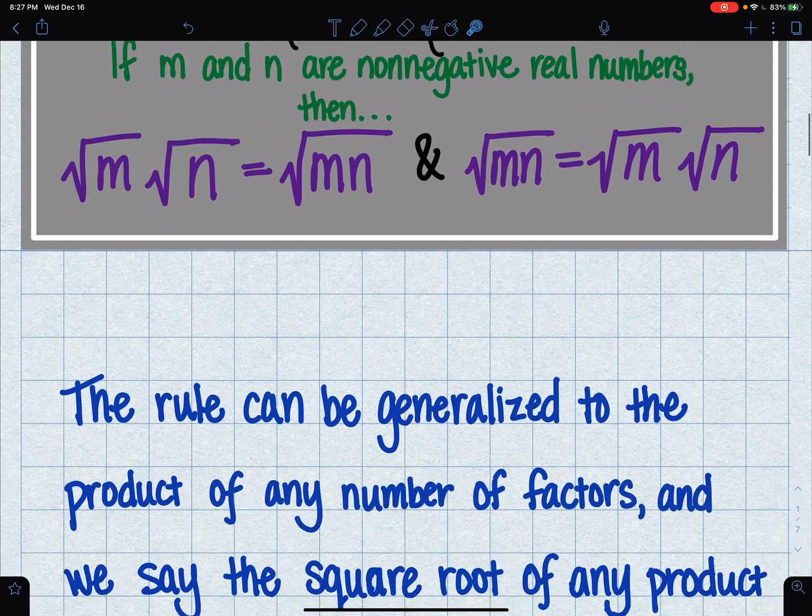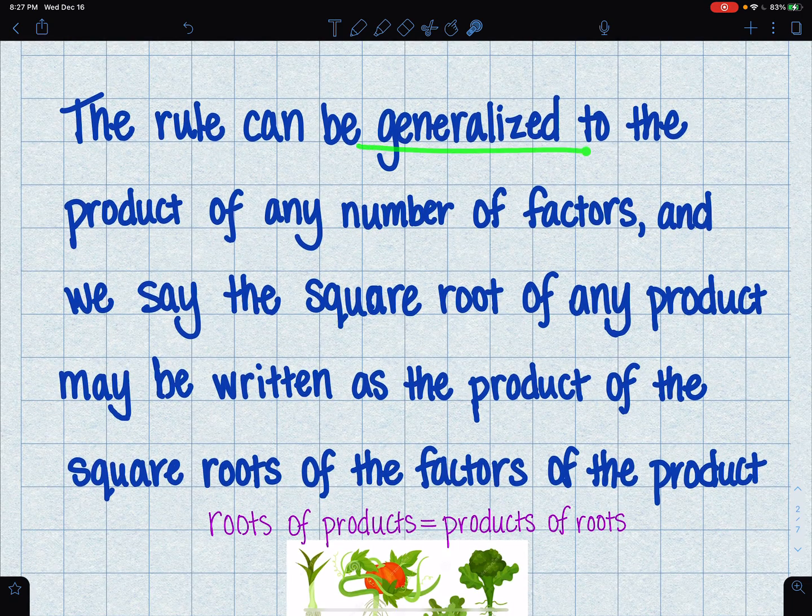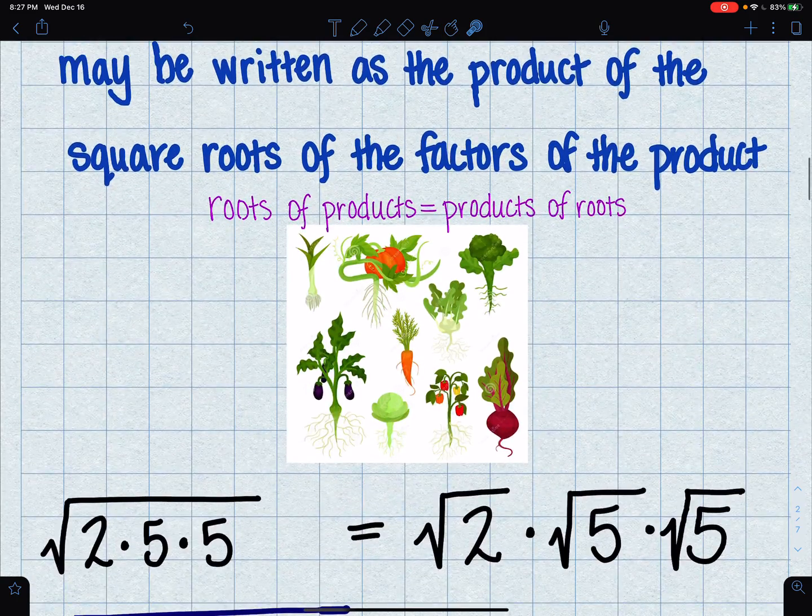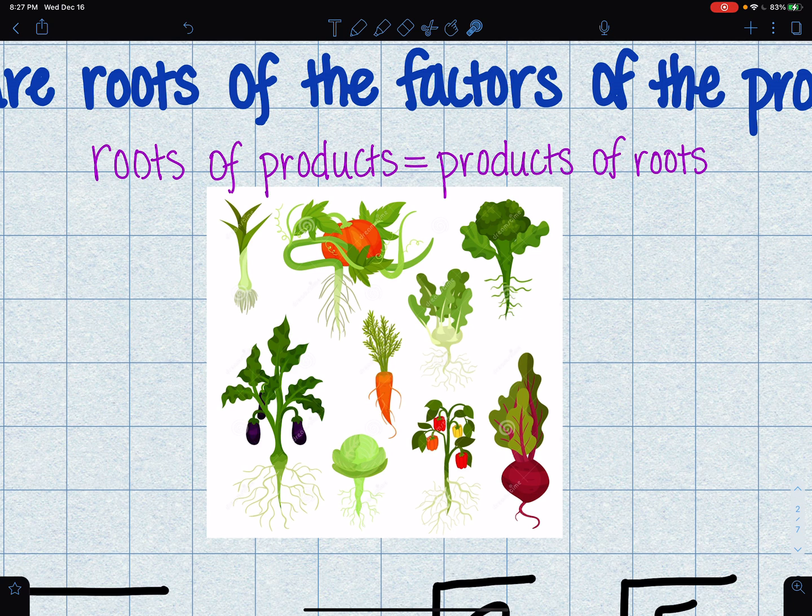And not only that, but the rule can be generalized. That means it doesn't have to be specific. It can be generalized to the product of any number of factors. So it doesn't have to be just an m and an n. It can be the whole alphabet. You can have a lot of factors under the square root sign, and the same rule will work. So we say that the square root of any product can be written as the product of the square roots. I know that's complicated. It sounds complicated until we actually do it. But it can be simplified to this: the roots of the products is equal to the products of the roots.